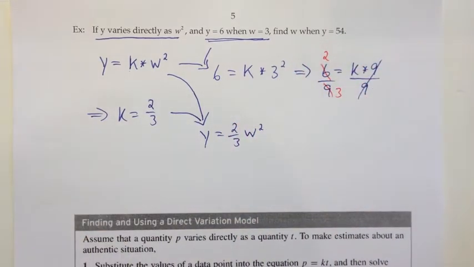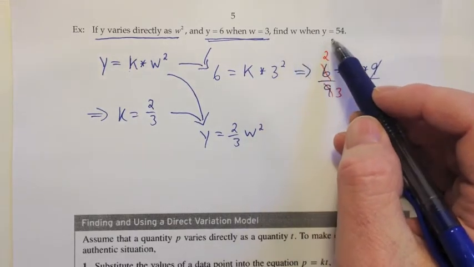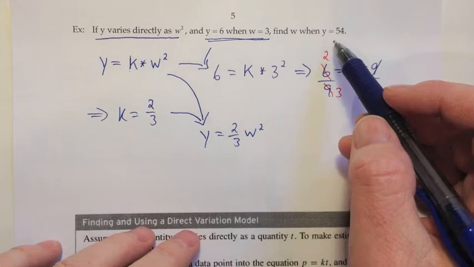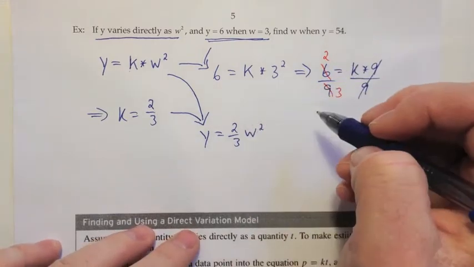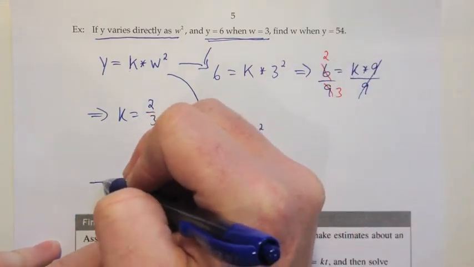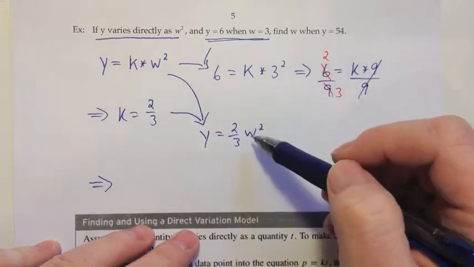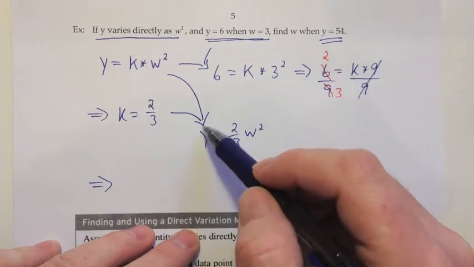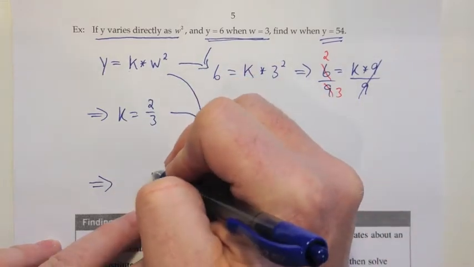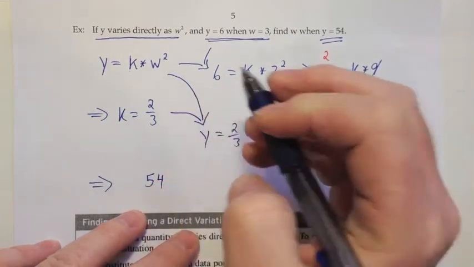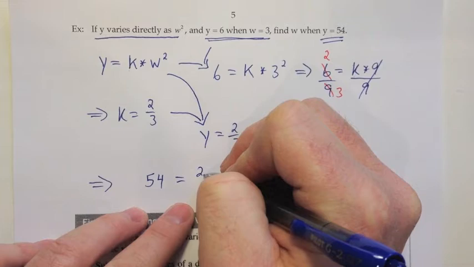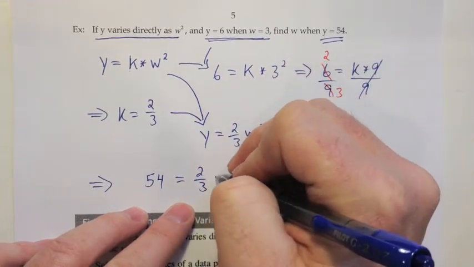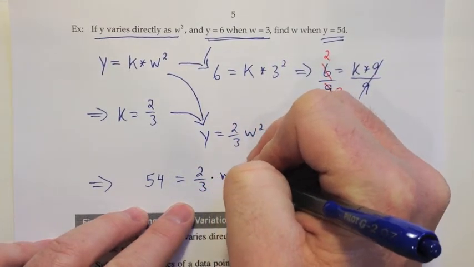And then at that point we can use this equation to finish off the problem and find w when y equals 54. So we're going to go ahead and plug the 54 in for y. And this is a little bit unusual. On most variation problems they give you the input over here, but this time the y equals 54 is the left side. So I'll plug that in. So 54 equals 2/3 times w squared.